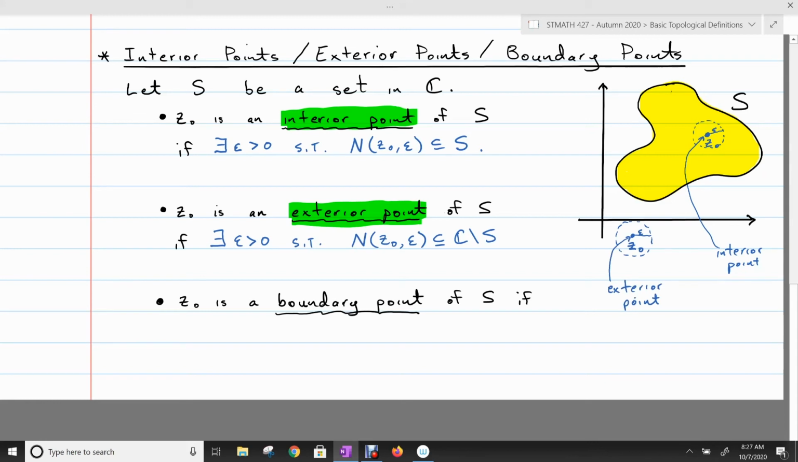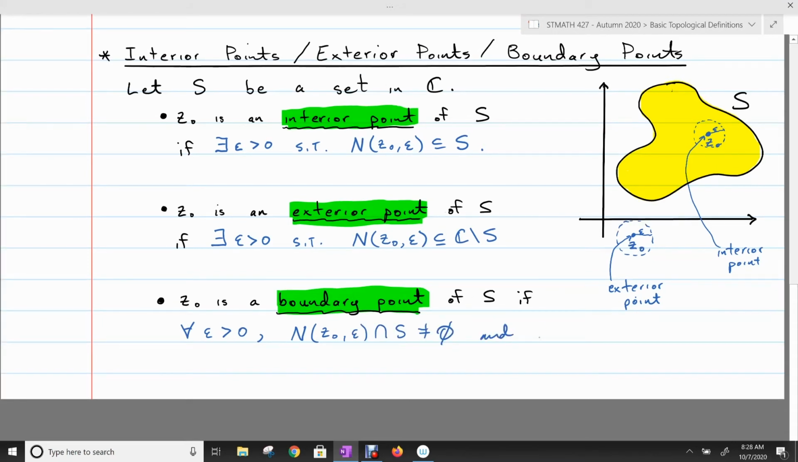And then a boundary point, intuitively, is just a point that's on the edge. But to be on the edge means that it's close to points that are in S, but it's also close to points that are not in S. The way we can describe a boundary point is to say z0 is a boundary point if, for every epsilon greater than 0, the neighborhood centered at z0 of radius epsilon intersected with S does not equal the empty set, and the neighborhood centered at z0 of radius epsilon intersected with the complement of S does not equal the empty set.